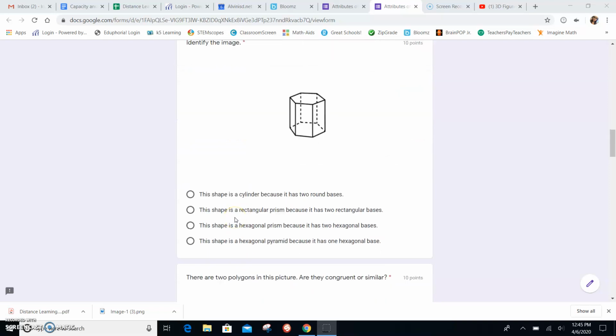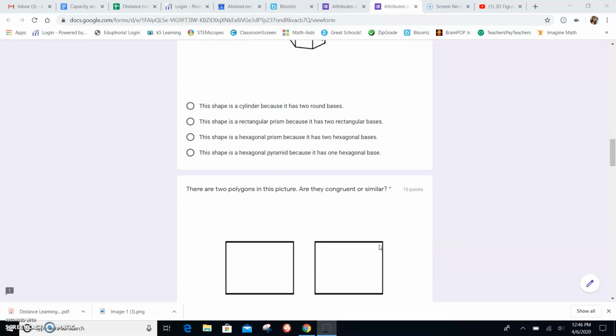Identify the image. This shape is a cylinder because it has two round bases. This shape is a rectangular prism because it has two rectangular bases. This shape is a hexagonal prism because it has two hexagonal bases. This shape is a hexagonal pyramid because it has one hexagonal base.